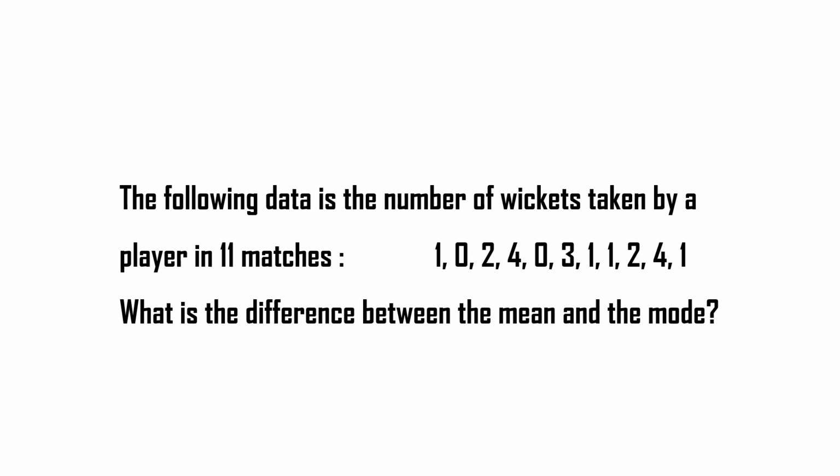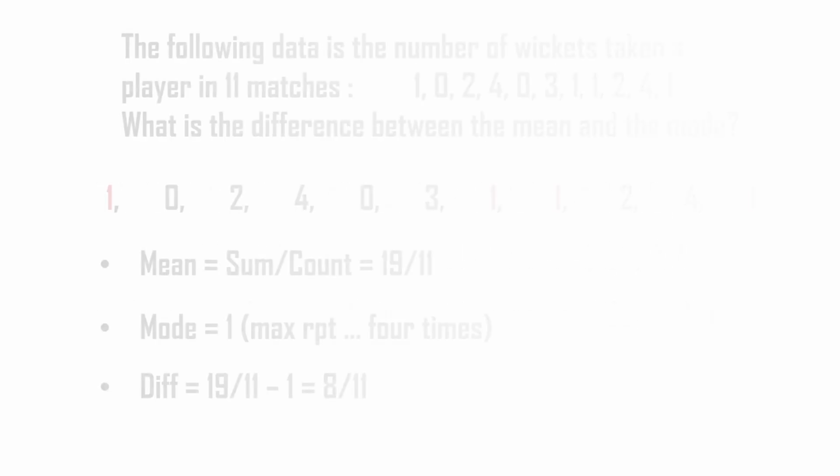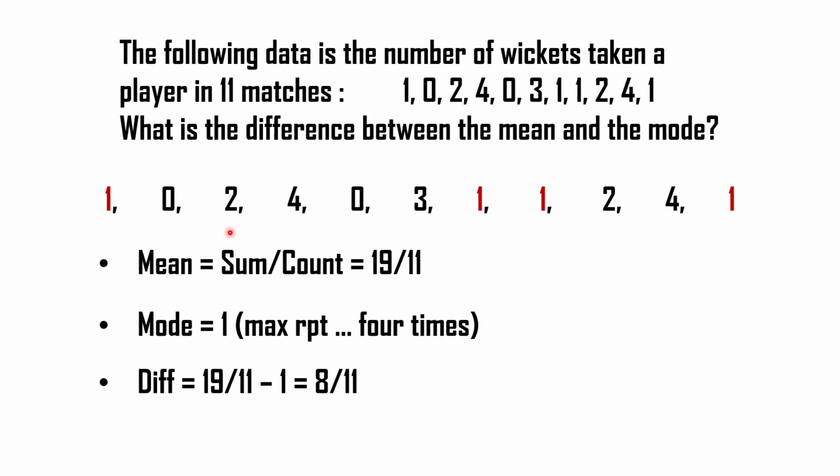These are the number of wickets taken. So these values, এই সংখ্যাগুলো একটা মিন হবে, অ্যাভারেজ হবে, একটা মোড হবে, দুটো বার করে mean minus mode, then you will get the difference. So the difference between the mean and the mode of these 11 numbers. So these are the numbers.